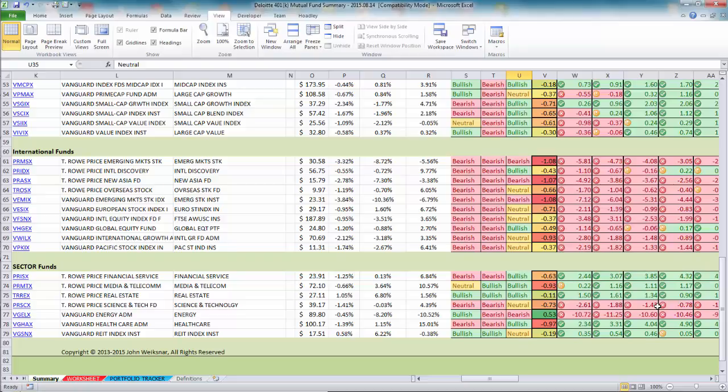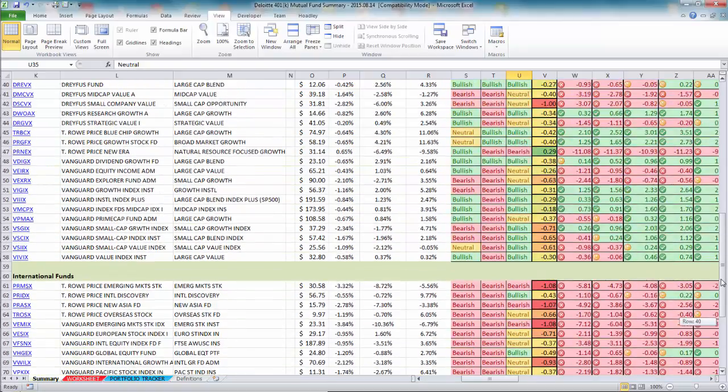And finally, the sector funds have been doing pretty well in this category. We're seeing generally green lights, and there's a number of green lights in the long-term column V or column U, which means it's okay to be in these funds.